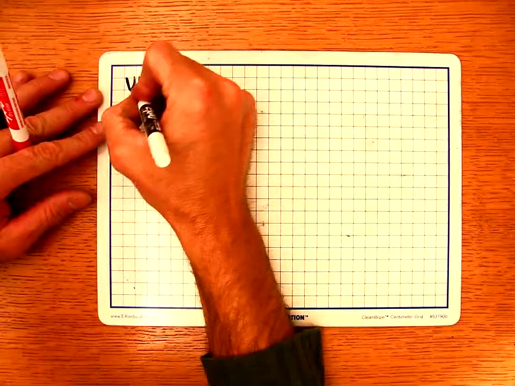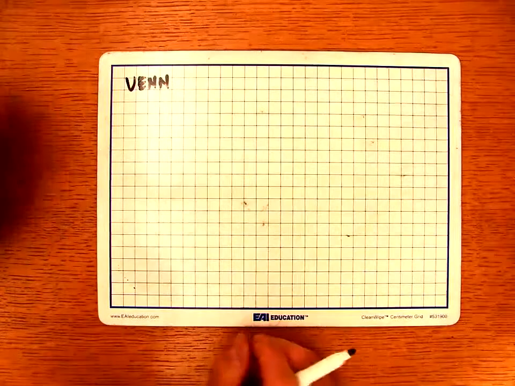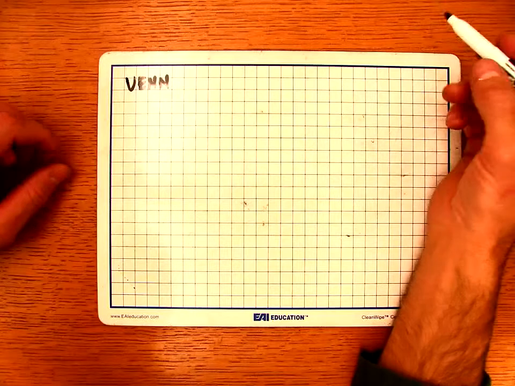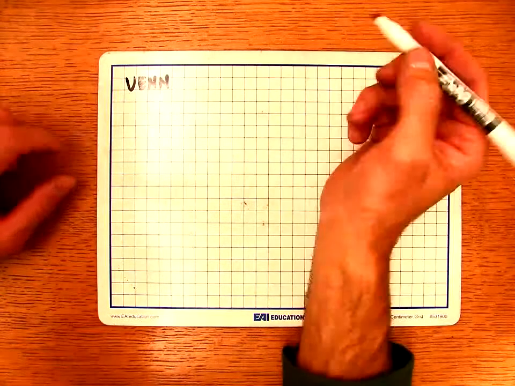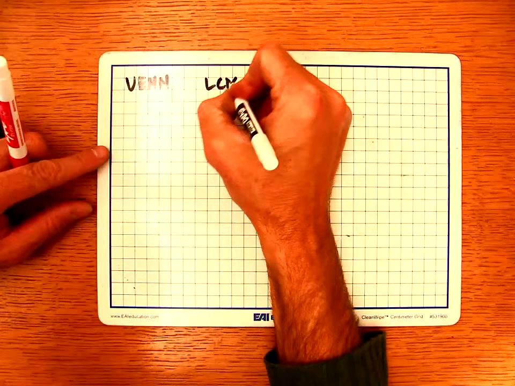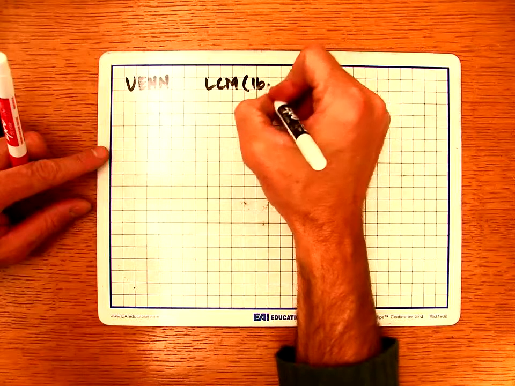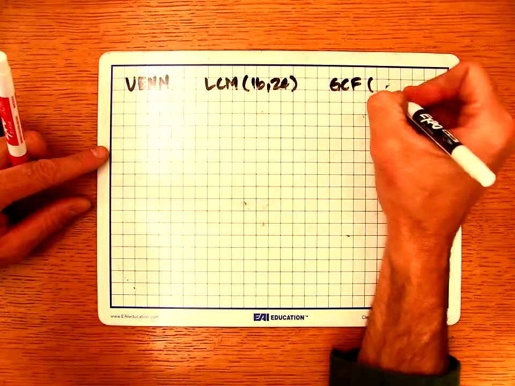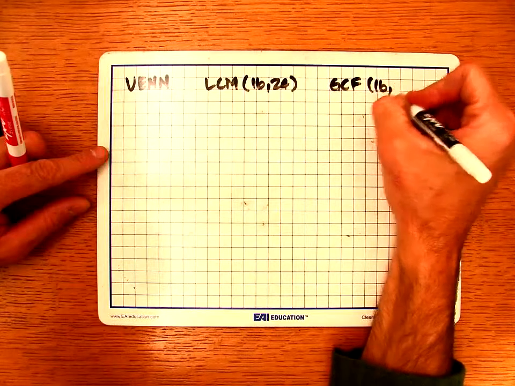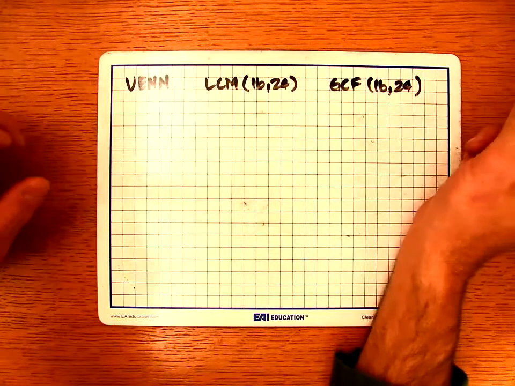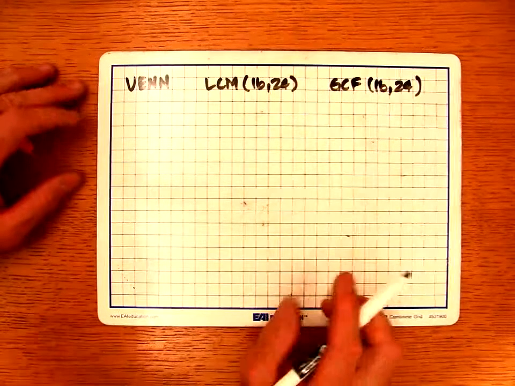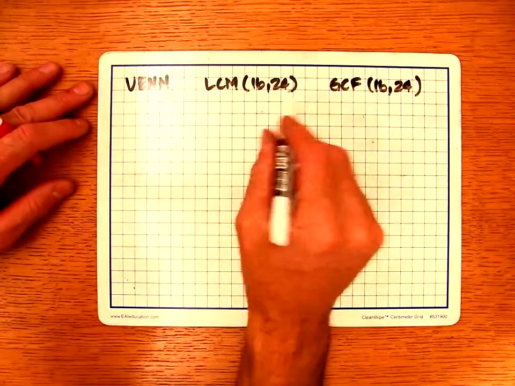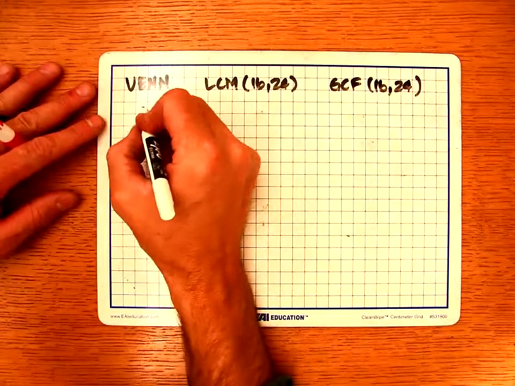Okay, as I said, the strategy we'll be taking a look at is the Venn diagram strategy. We need a sample problem first, so we're going to try to find the least common multiple of 16 and 24 and the greatest common factor of 16 and 24 as well. So the first thing we have to do in the Venn diagram strategy is to find the unique prime factorization of both 16 and 24.